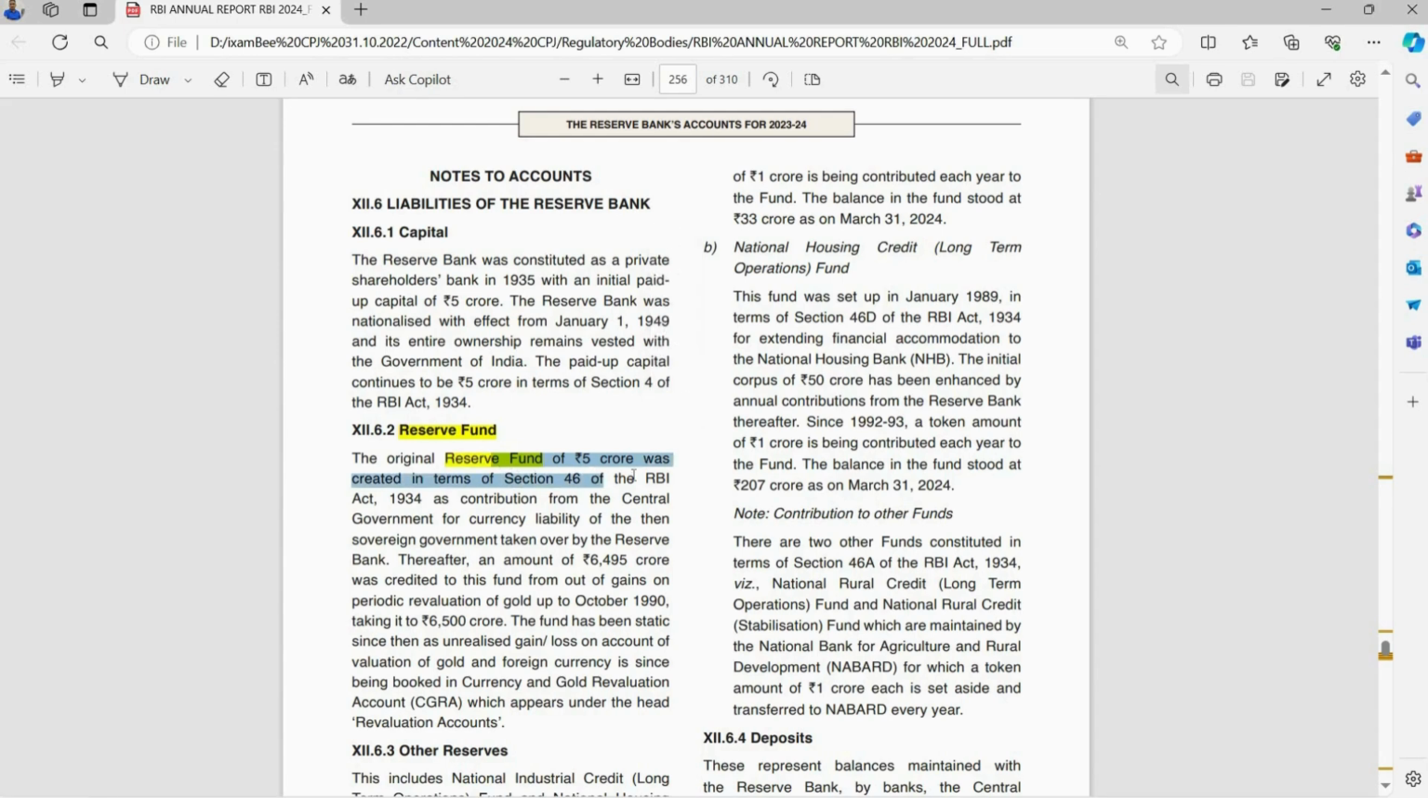Created in terms of section 46 of the RBI Act 34 as contribution from the central government for currency liability of the then sovereign government taken over by the Reserve Bank. Understand this fact carefully. I have covered this in great detail in the history of RBI series, 101 short stories of RBI. What happened at the time of creation of RBI originally in 1935?